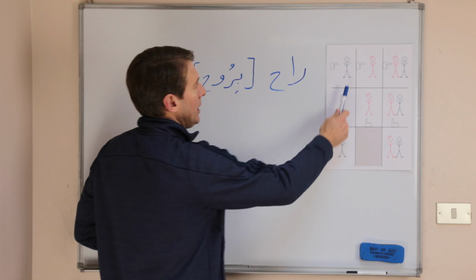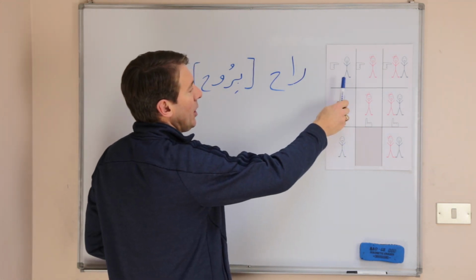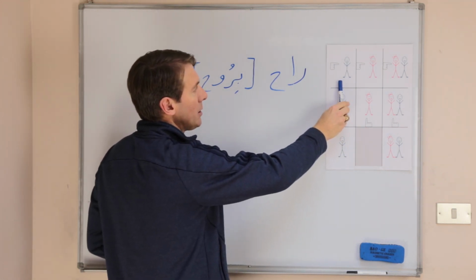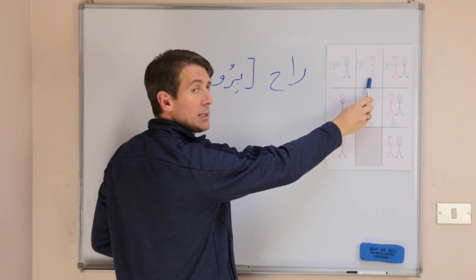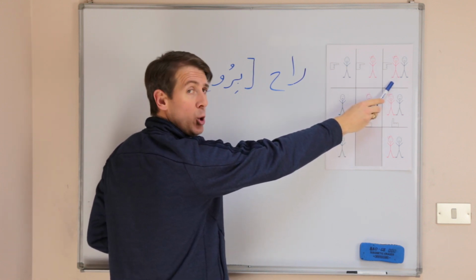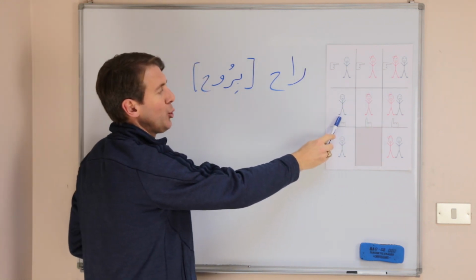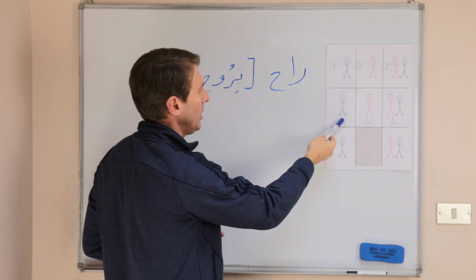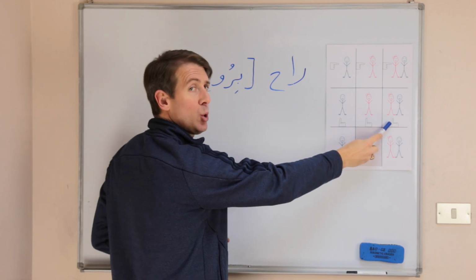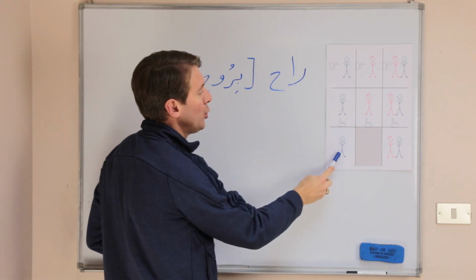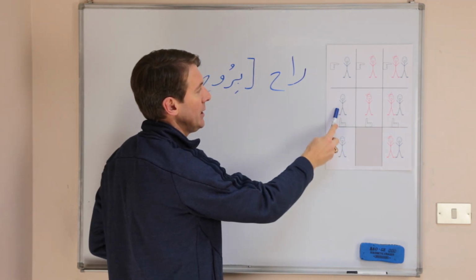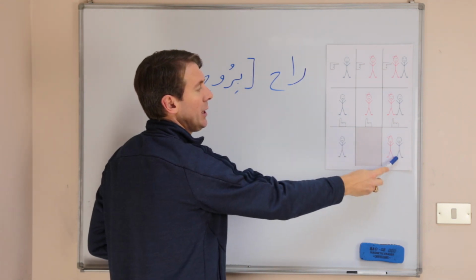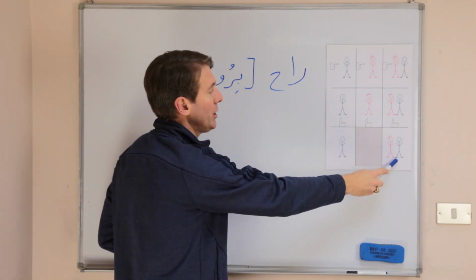So here it is. We say raaH, raahat, raaHu, رحت أو رحت, it's the same thing. رحتي, رحتو, رحت, which is like أنت رحت, أنا رحت, إحنا رحنا, رحنا.